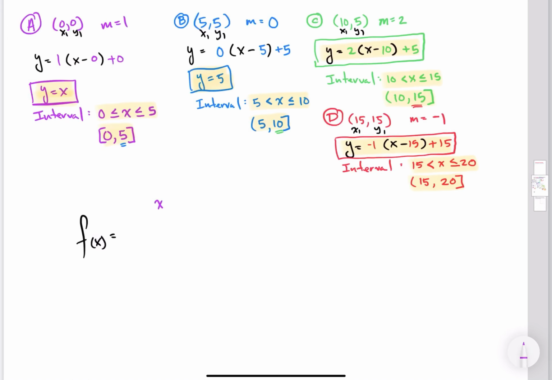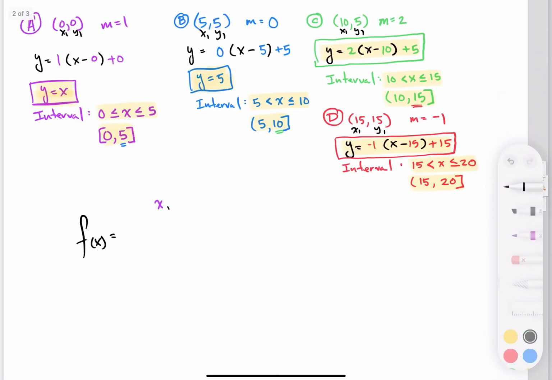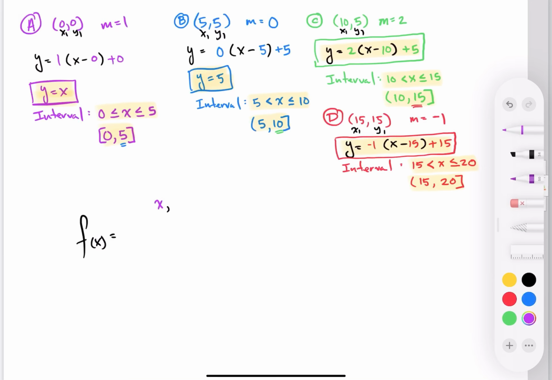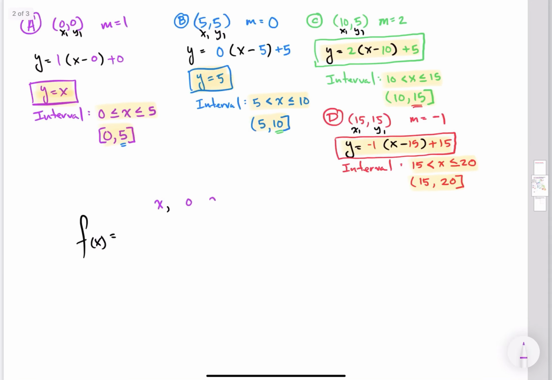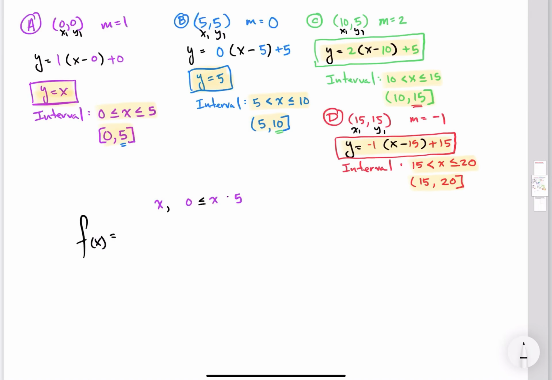The y is our f of x. So x, and then that's going to be along the intervals of 0 to 5. And I'm going to write it in terms of the inequality. So it's between 0 and 5. And we stated earlier that we're going to include it in both of these. So it includes the 0 and the 5.